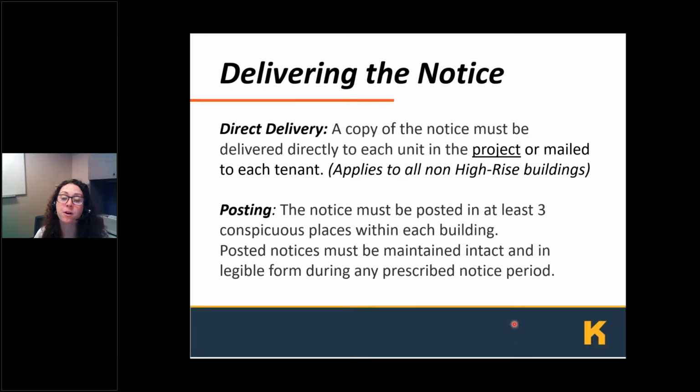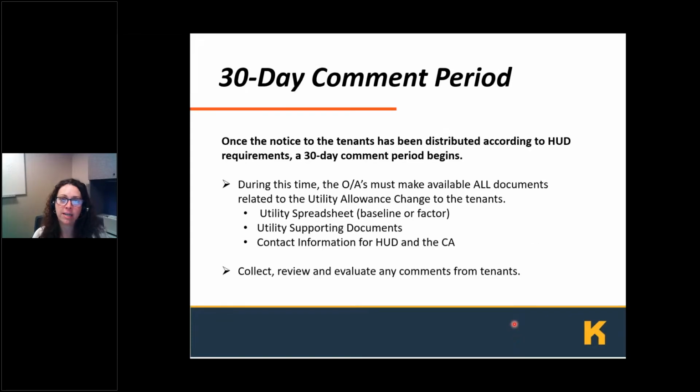All right, if you are a high-rise building, you can post this notice. It's got to be posted in 3 places, and you need to make sure that it remains intact for the entire notice period. Speaking of, 30 days is how long you have to have that notice posted if it's posted. This 30 days allows for your tenants to comment, to review information, ask questions. So once that's been distributed, that's when your 30-day notice begins.